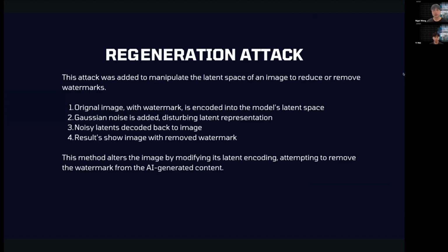So what are the stages of the regeneration attack? The original watermarked image is encoded into the model's latent space, where Gaussian noise is then added, disturbing the latent representation. Next, the noisy latents will be decoded back into an image, resulting in an image with the watermark removed. In short, this method alters the image by modifying its latent encoding, attempting to remove the watermark from the AI-generated contents.